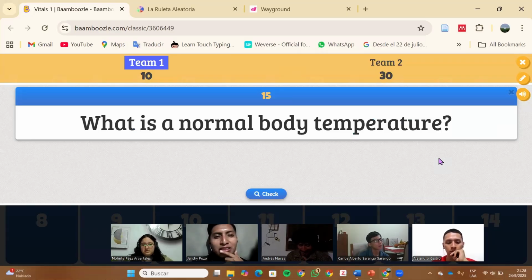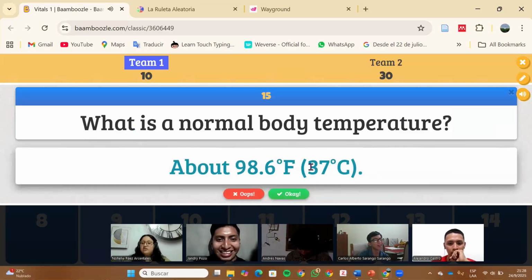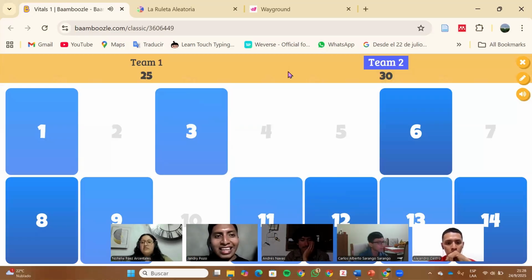36.6. What is the normal range? 36 is okay. 36.6 degrees centigrade, I think. Okay, it's close. So I'm going to give it to you because it could vary depending on where you are. If you are in a cold place, it could be 36, 35, or if you are like us near the beach where the sun gets too hot, this is like the normal rate. So I'm going to give it to you. Thank you, miss.